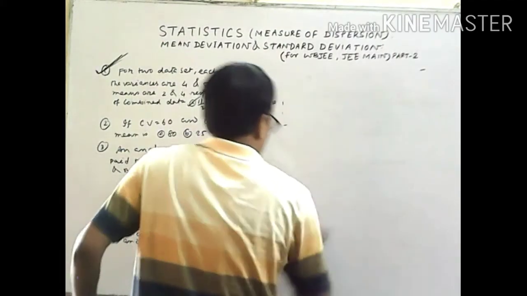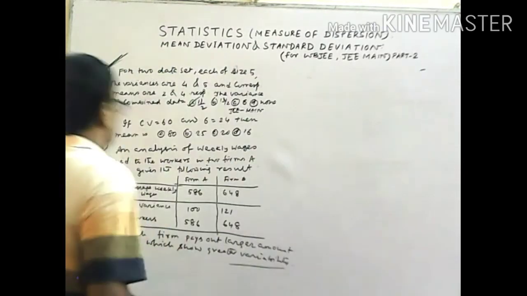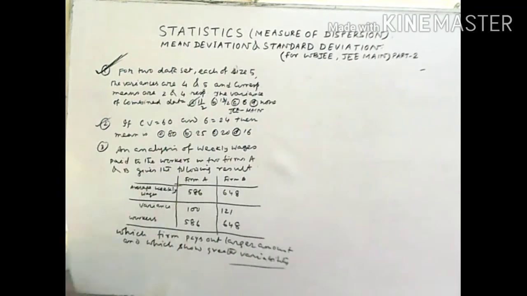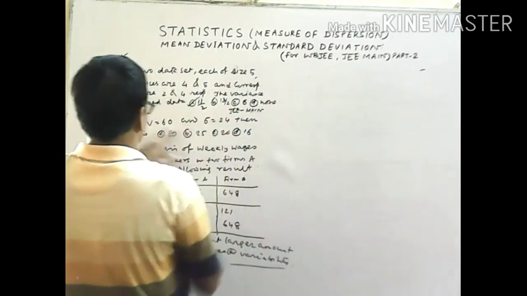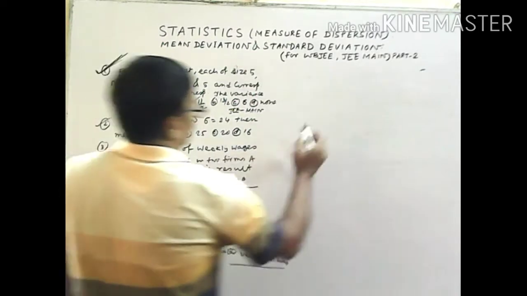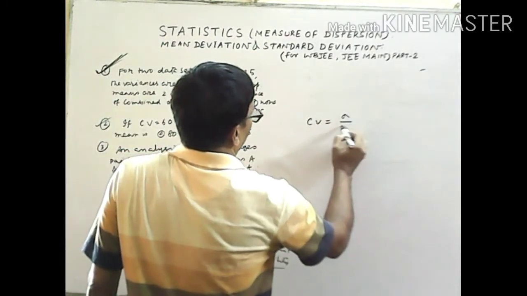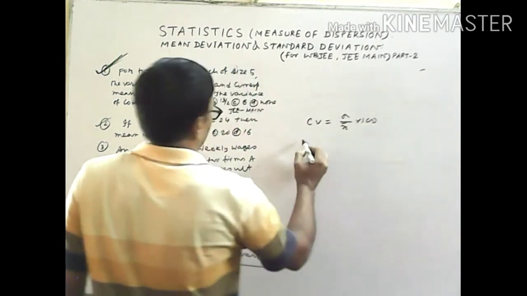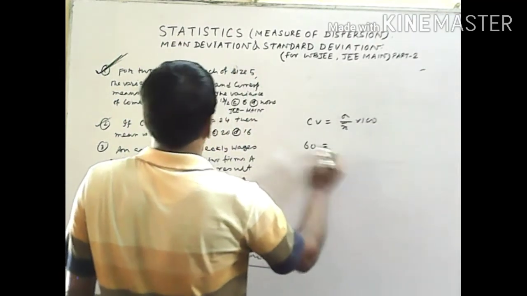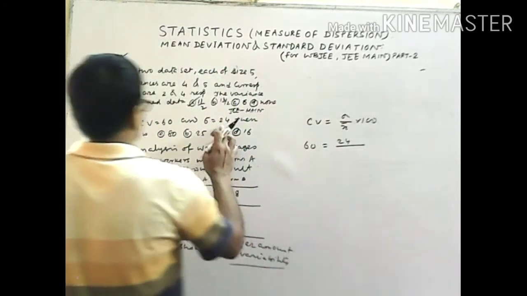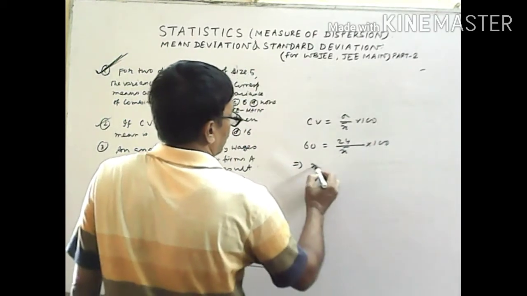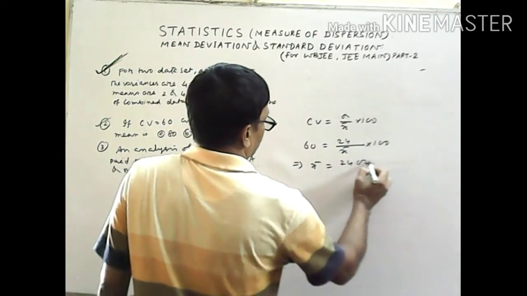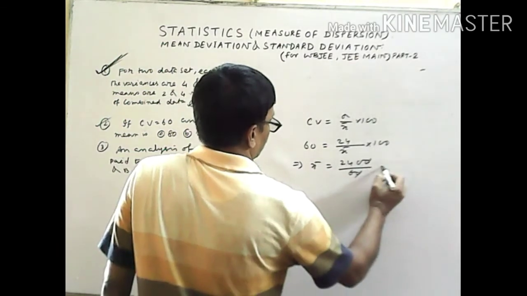Now look, these problems are very simple. You need only the formula. So CV equals 60, sigma equals 24. Find the mean. CV is sigma by X bar into 100. So this is CV 60, sigma is 24, and X bar you have to calculate, then 100. So X bar equals 2400 by 60, so 40.